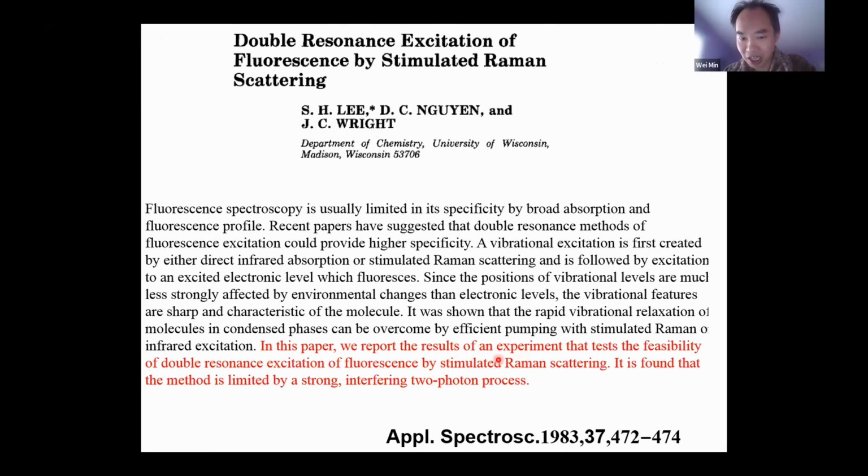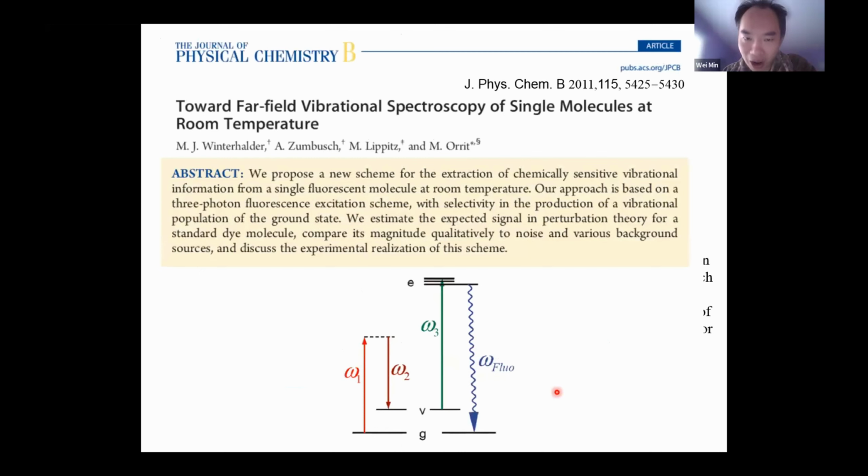For example, you see, "We report results that test the feasibility of double resonance excitation fluorescence by stimulated Raman. It was found the method was limited by a strong interfering two-photon process." Essentially, he didn't see the signal, and it was overwhelmed by the other background process. So essentially, he proposed it, and he killed it. Nothing happened for another 20, 30 years until Michel revisited this idea.